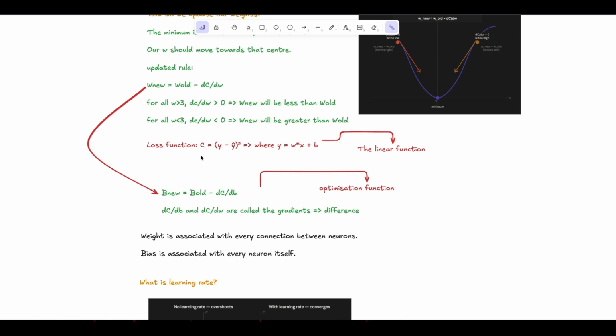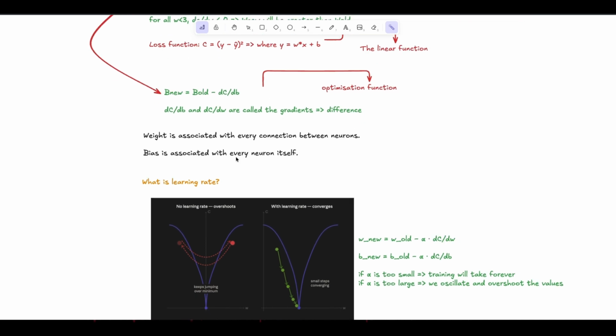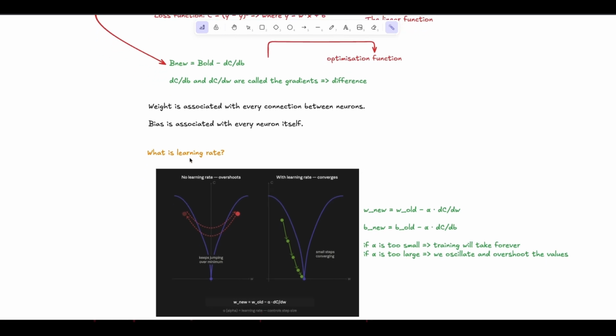So given our loss function, c equals (y minus y hat) whole square, and given that y is a function of w and b, specifically y equals wx plus b, this formula works perfectly to update our weights, and the same logic applies to biases. b new equals b old minus dc by db. This is called the optimization function. And dc by dw and dc by db are called the gradients, which means the difference. Quick note on terminology. Weight is associated with every connection between neurons. Bias is associated with every neuron itself. Keep that in mind.